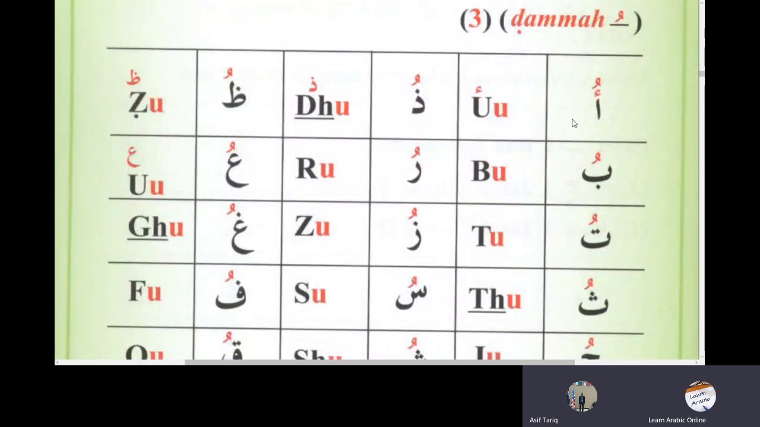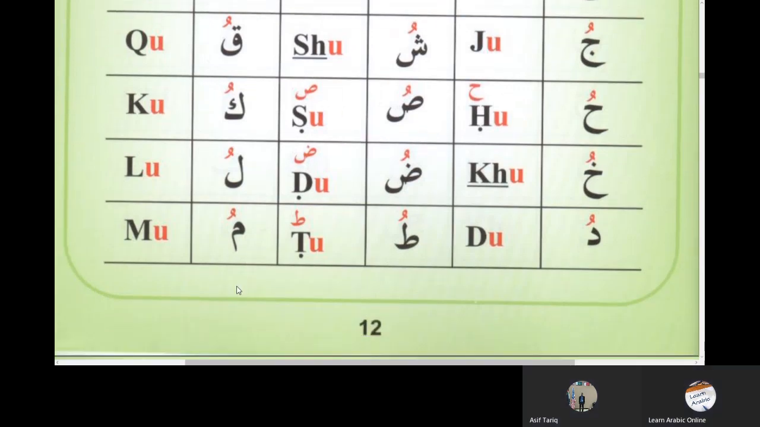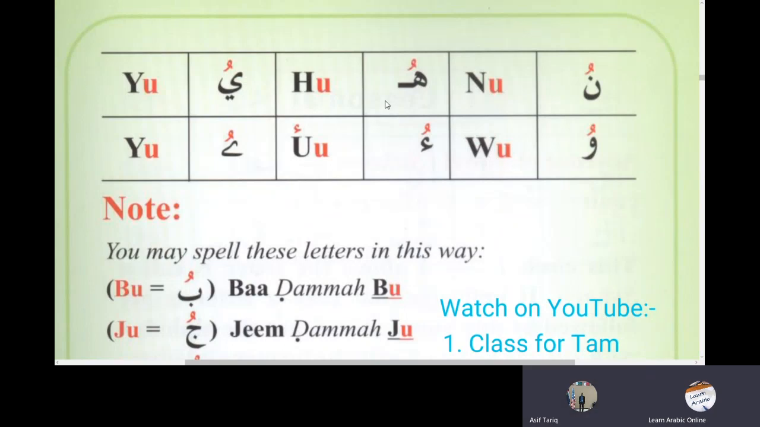Right. U, Zu, Bu, Ru, Wu, Su, Ju, Shu, Hu, Zu, Lu, Du, Tu, Nu, Hu, Yu, Wu, Yu.